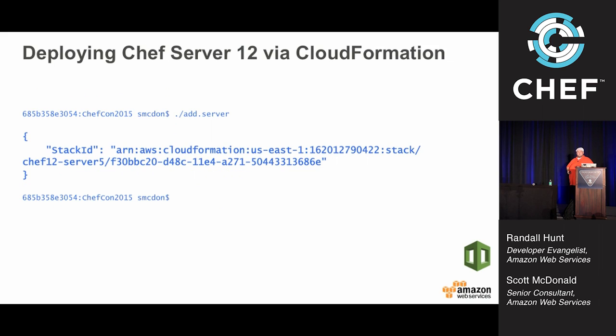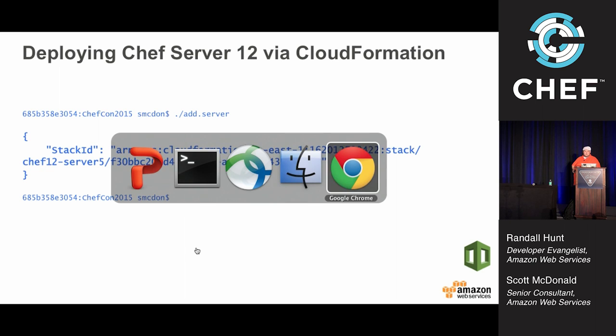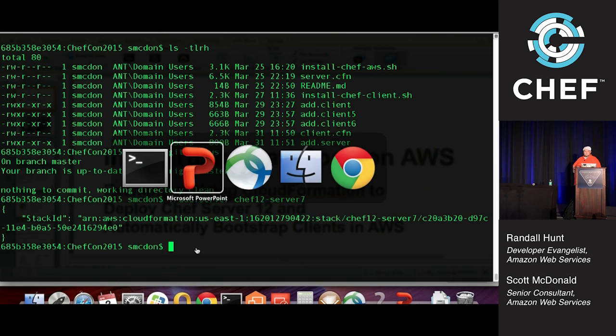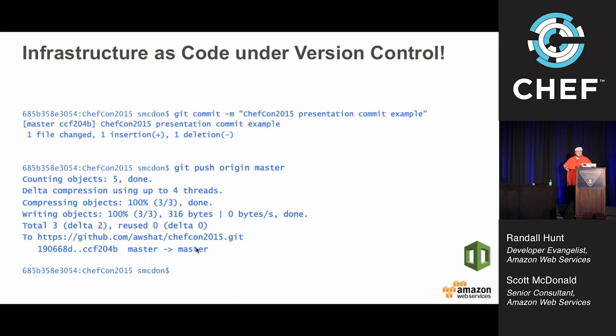And here's what it looks like when it runs. You'll notice the same output came when I did the initial run of add server in the beginning from my console shell. It outputs a JSON object that tells you the stack ID and the ARN for it in AWS. So now we've got our infrastructure as code.